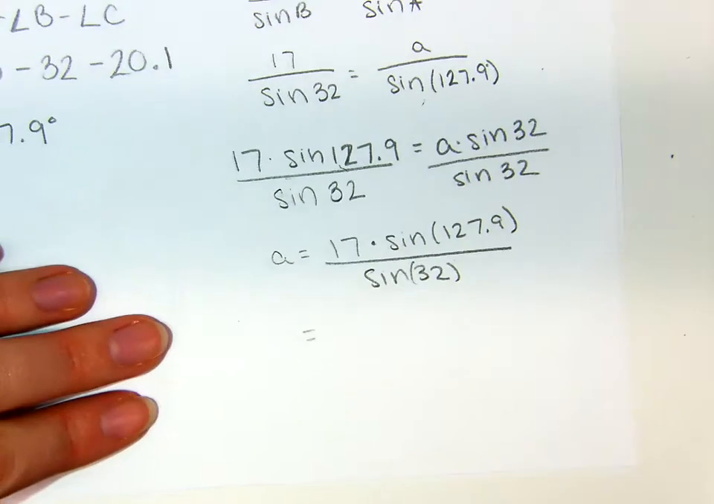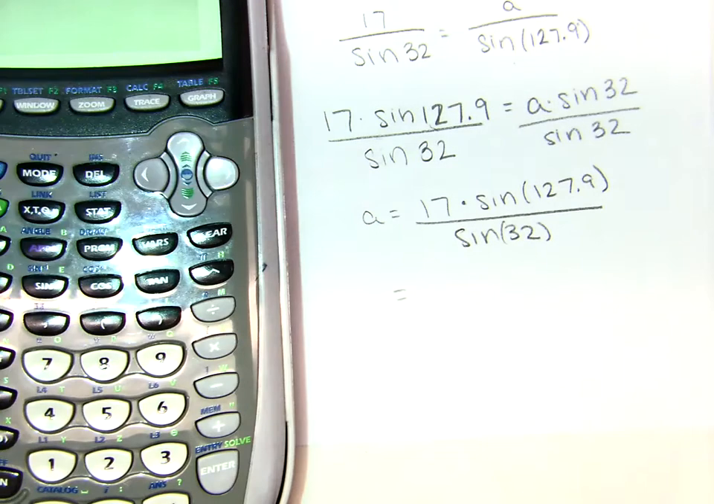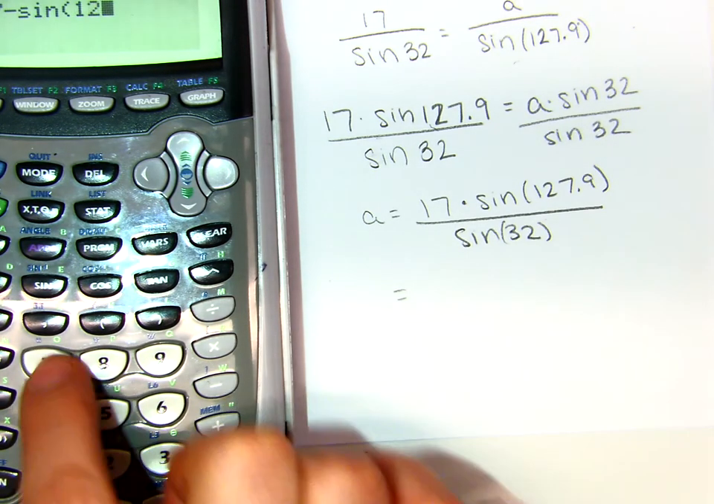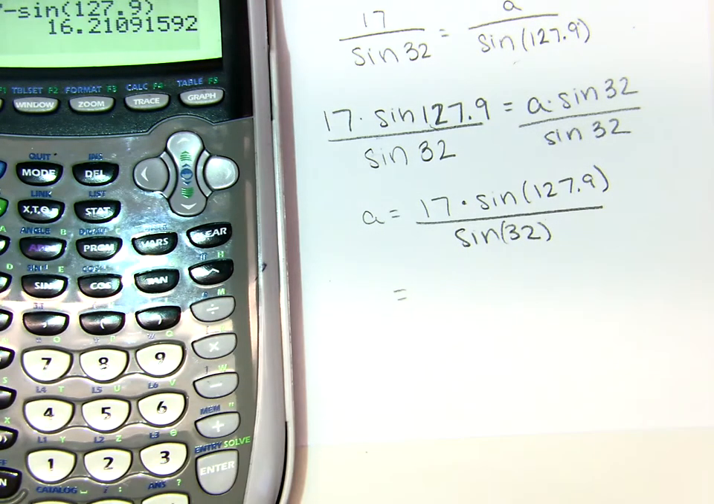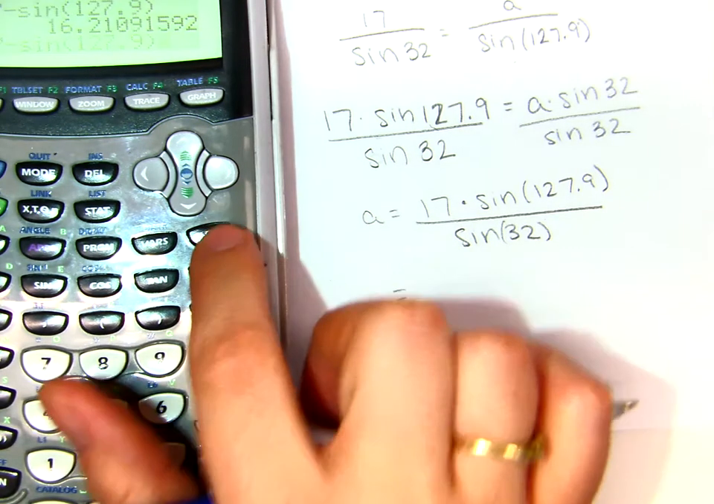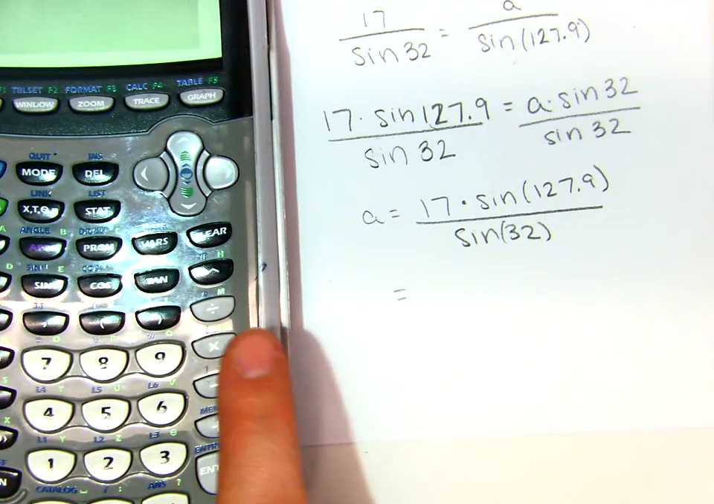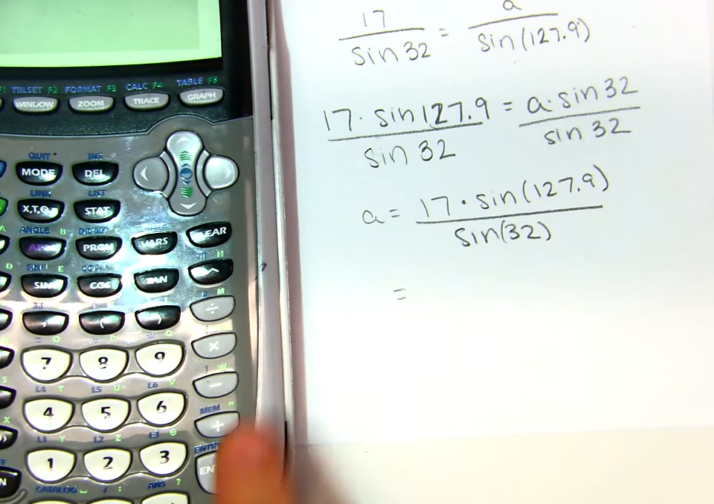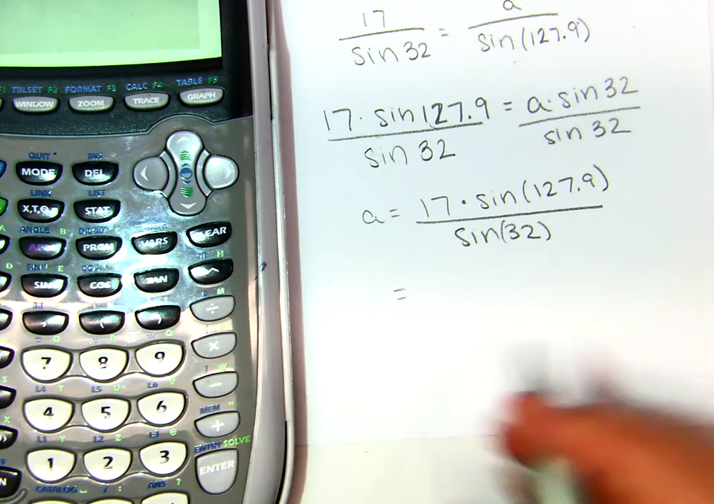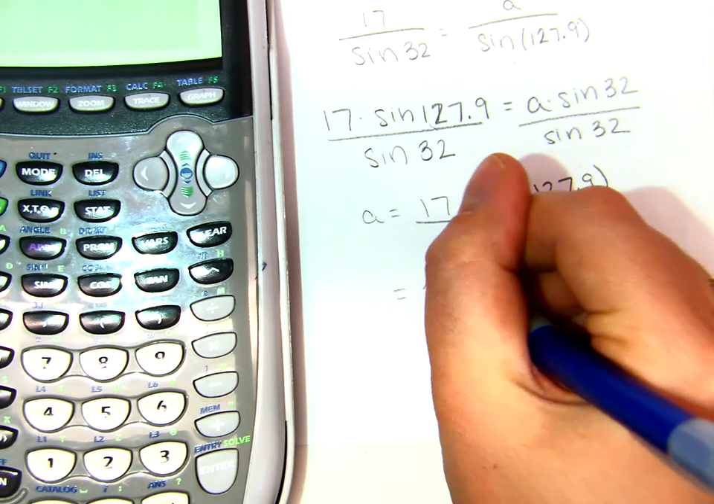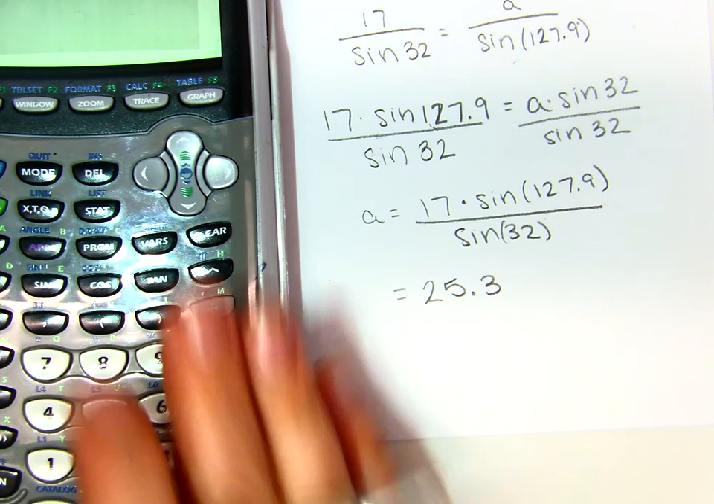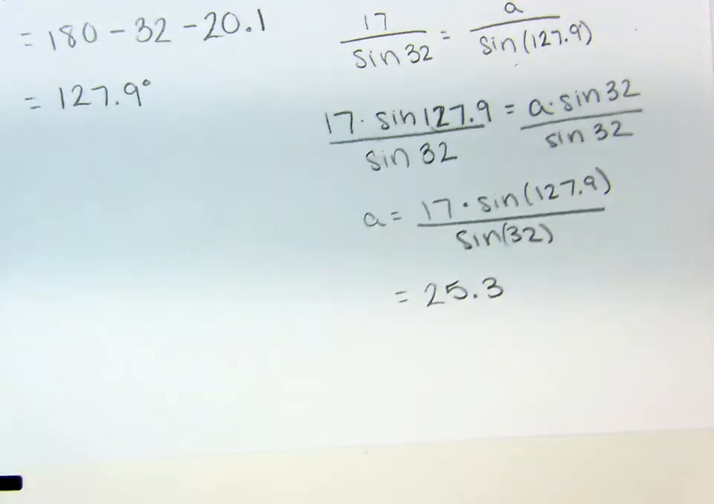If I type that in my calculator, 17 times the sine of 127.9. That's not times. Try it again. 17 times the sine of 127.9 and divide it by the sine of 32. You get A is 25.3 if I round it to the nearest tenth. So then I would know all values of that triangle.